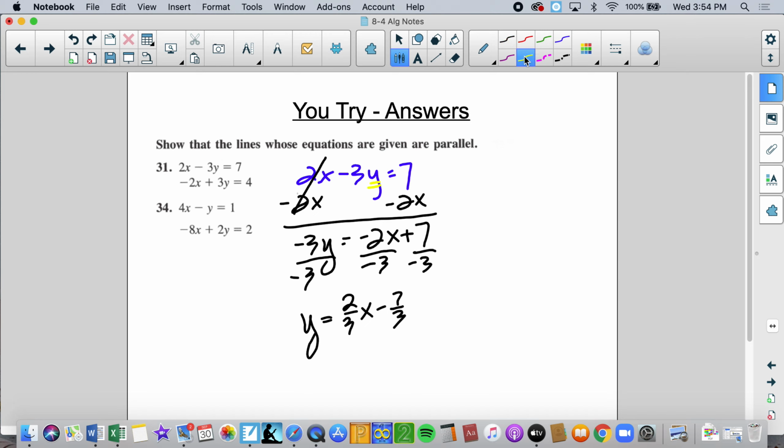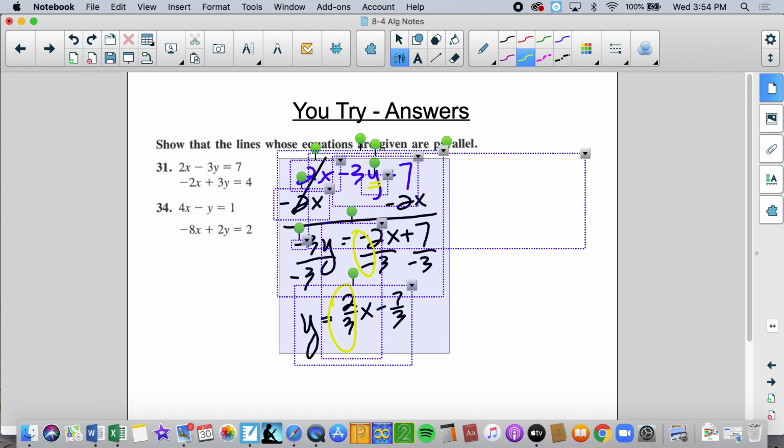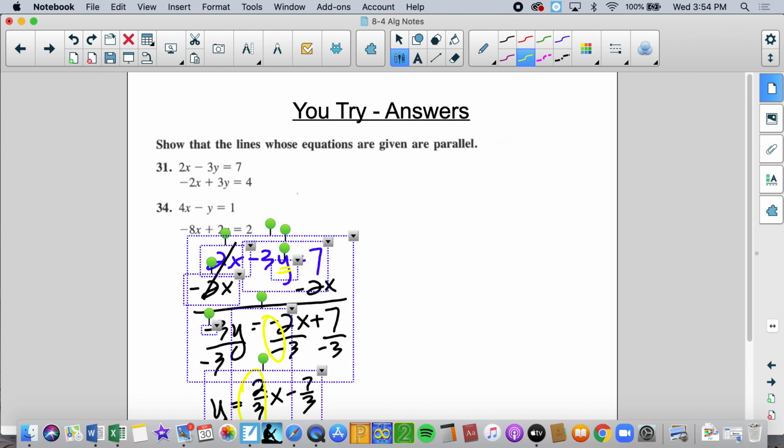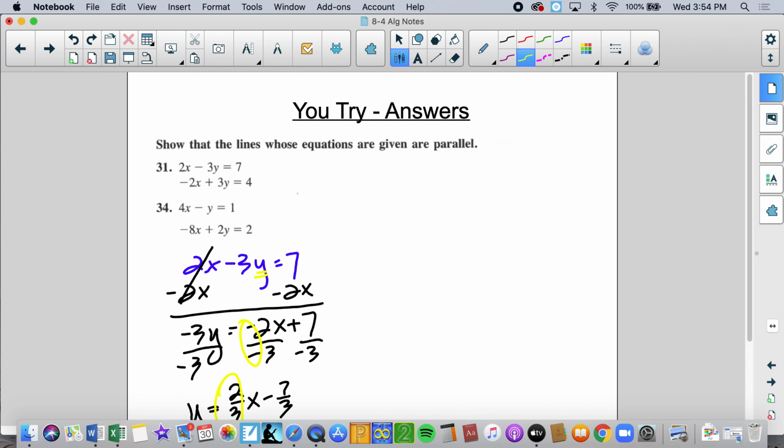So we see that the slope of this line is 2/3. We also see that two negatives make a positive, and it must be simplified. You always got to simplify your work. Good. So that's the first equation. Now let's do the other equation.